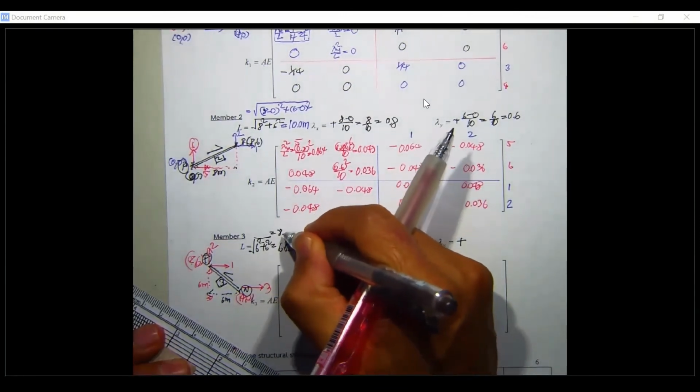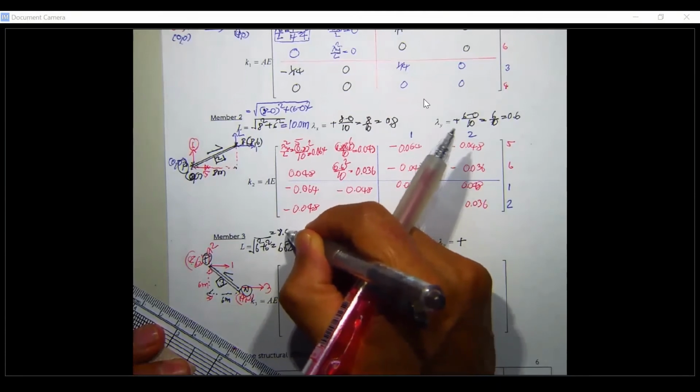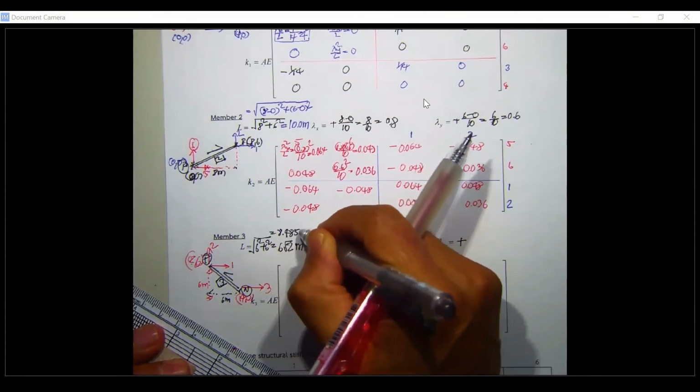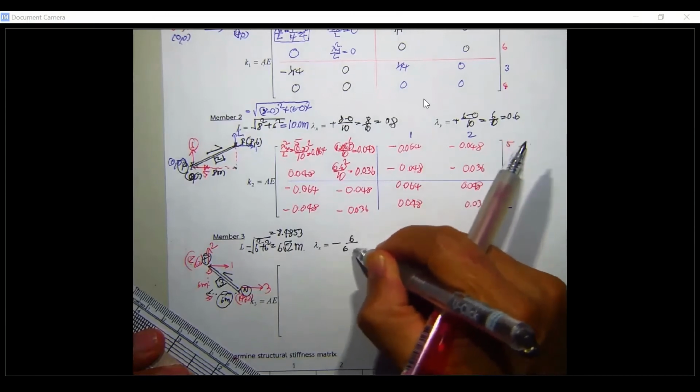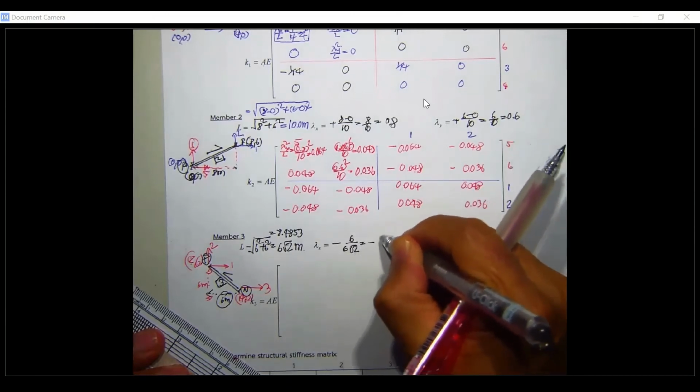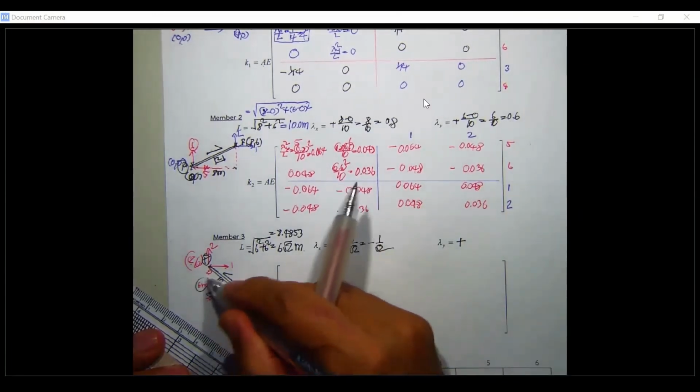Some people may like to put it in as a decimal number. If you put it into the digit number, you have to use something like 5 digits in the calculation in order to get a good estimate. So lambda sub x is going to be minus 6 over 6 square root 2, so that is minus 1 over square root 2. Lambda sub y is going to be 6 over 6 square root 2, positive 1 over square root 2.